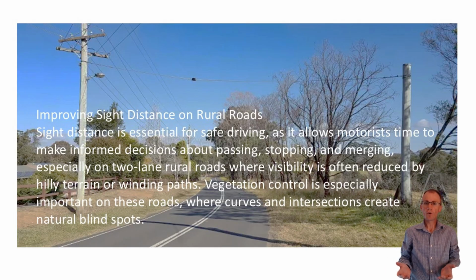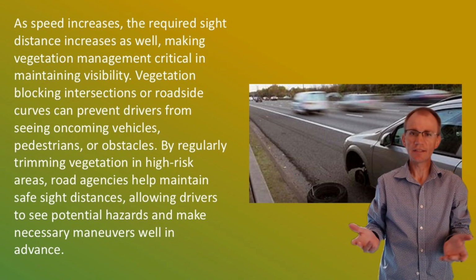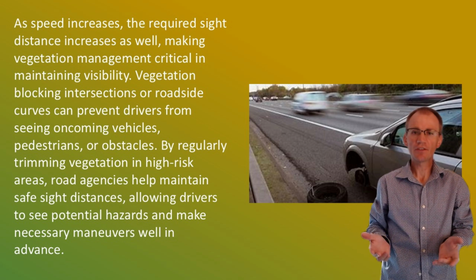Improving sight distance on rural roads. Sight distance is essential for safe driving, as it allows motorists time to make informed decisions about passing, stopping, and merging, especially on two-lane rural roads where visibility is often reduced by hilly terrain or winding paths. Vegetation control is especially important on these roads where curves and intersections create natural blind spots. As speed increases, the required sight distance increases as well, making vegetation management critical in maintaining visibility.